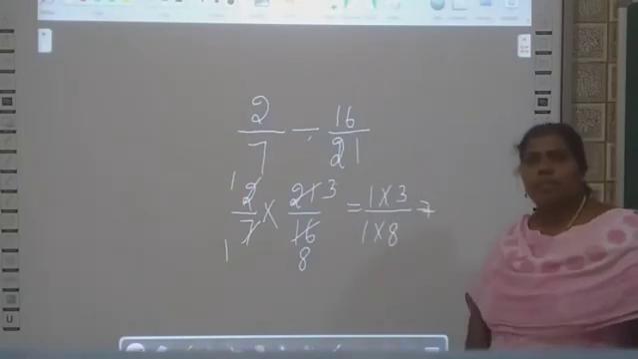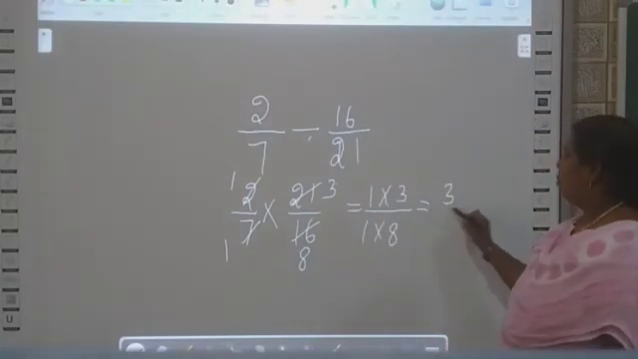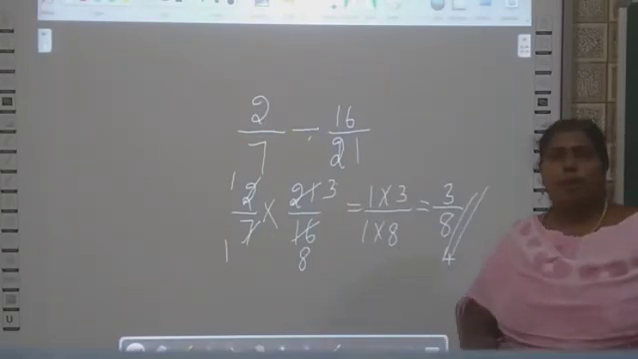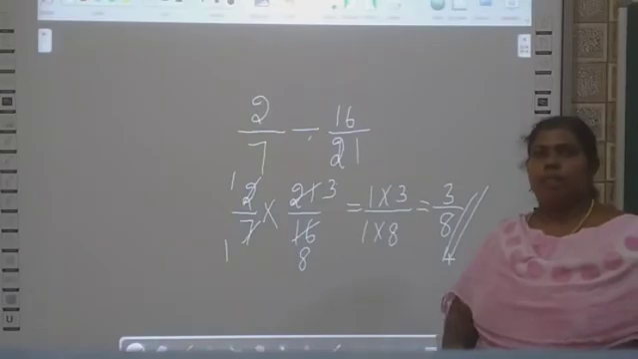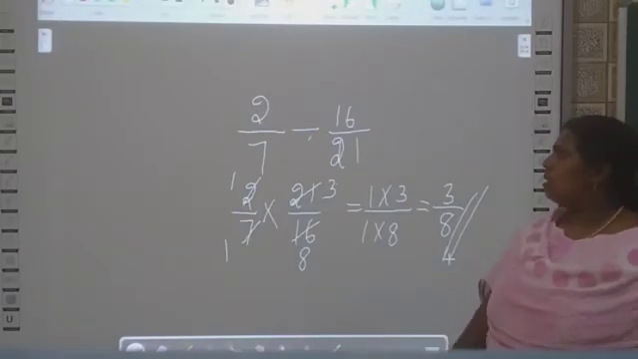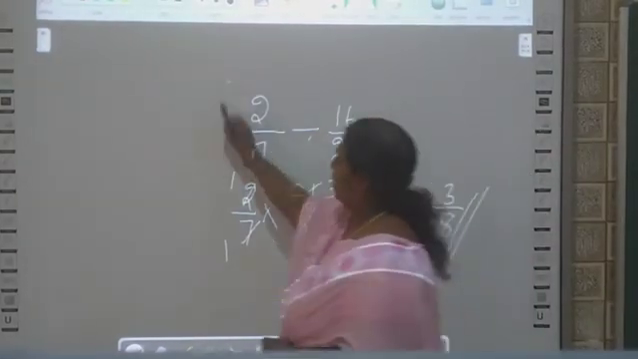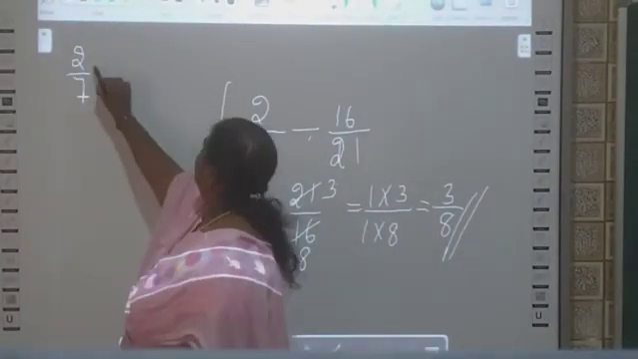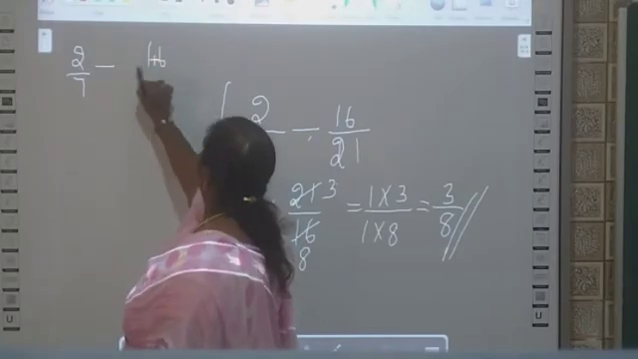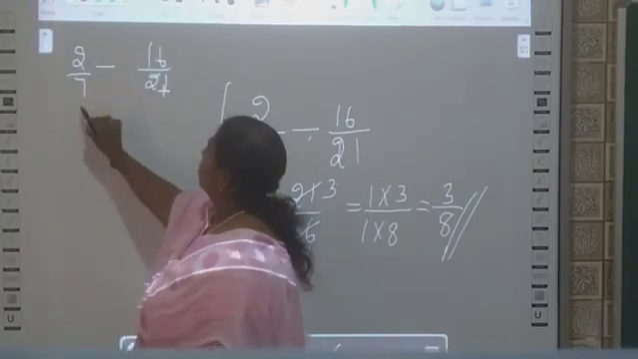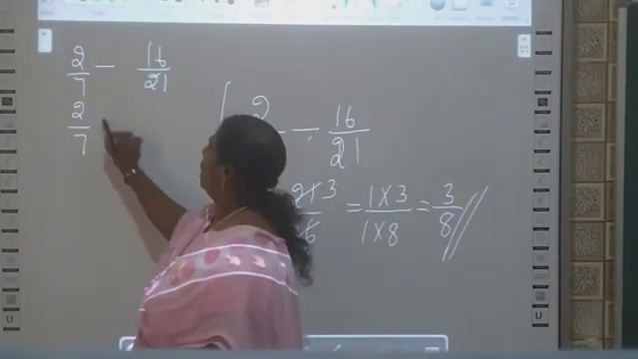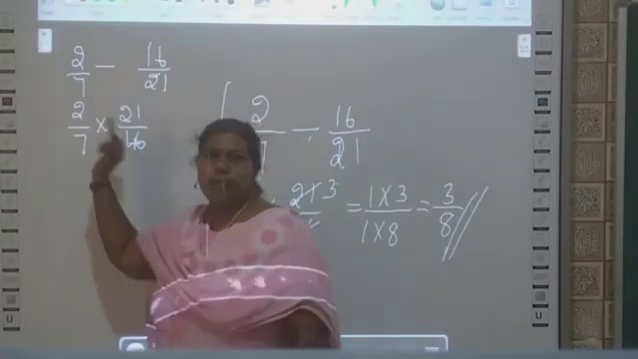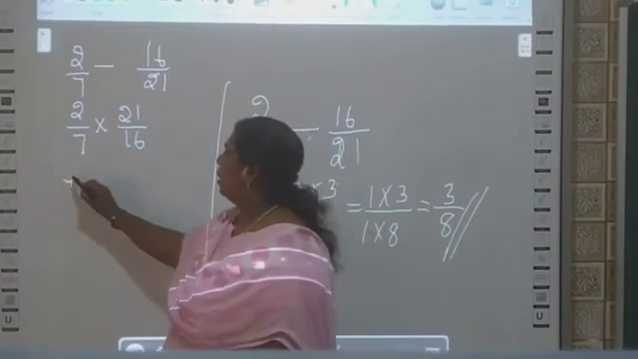So 1 times 3 is 3. 1 times 8 is 8. This is the proper or improper fraction? Proper fraction. Right? So the same question we can do by this method also. 2 by 7 divided by 16 by 21. You have to write it as 2 by 7 into 21 by 16. You can multiply numerator and numerator. That method also you can use.